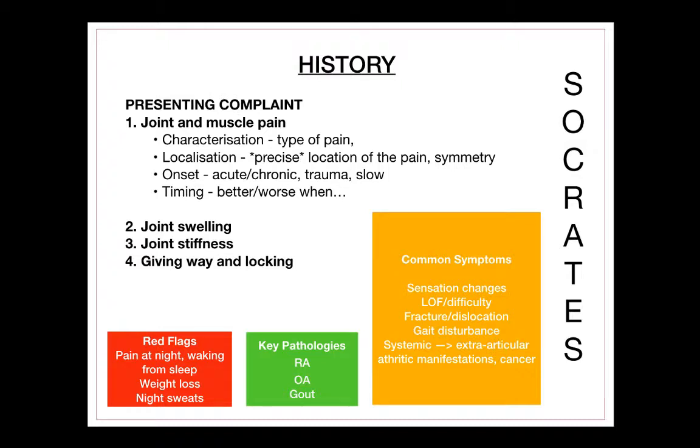And symmetry, so is the pain happening on both sides? So say if it was a shoulder, is it one shoulder, is it both? And that goes for anything, just working out where it's happening. The onset, like I spoke about before: is it acute, is it chronic, or is it acute on chronic? Was there trauma to the body part, or was it a slow progressive onset and they don't really know why it's happened?